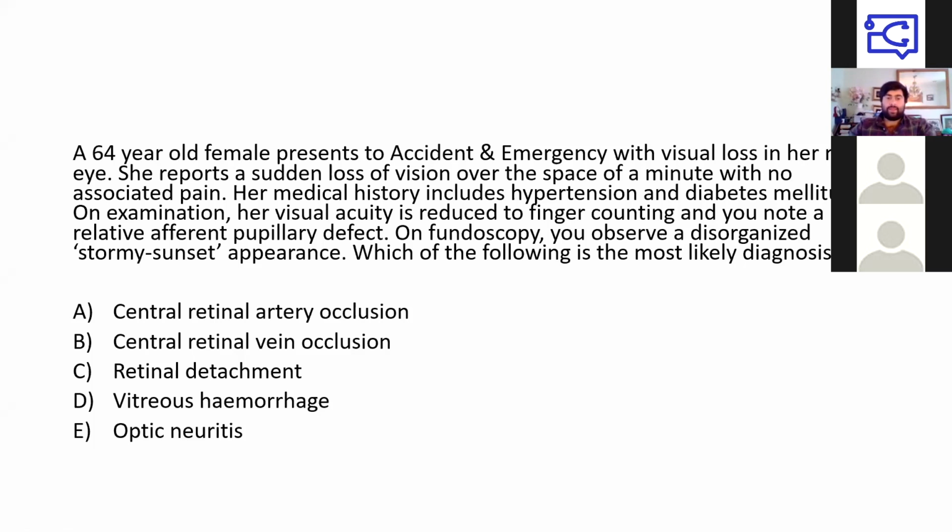Okay, 10 seconds. Yep, so 63% of you went for the correct answer, which is B, CRVO. This is actually a really easy question, and the reason is that the first four lines are only kind of relevant. Then you see the words stormy sunset appearance and you just go B and move on.